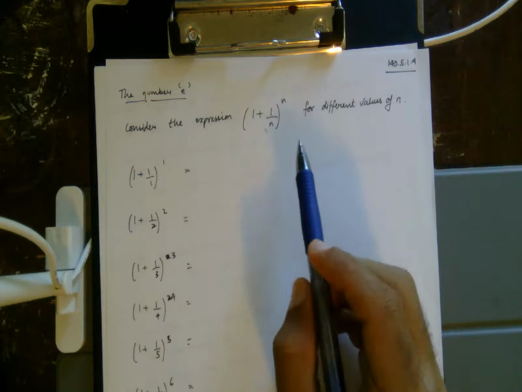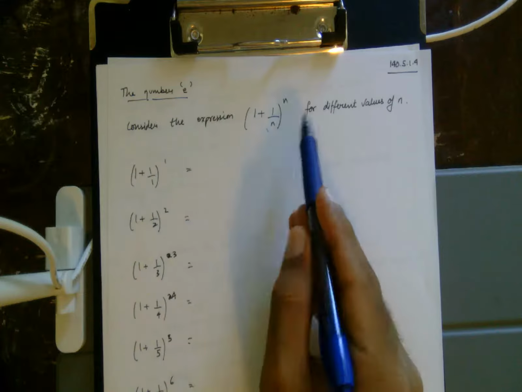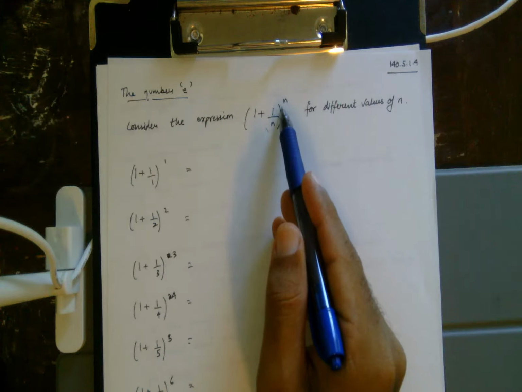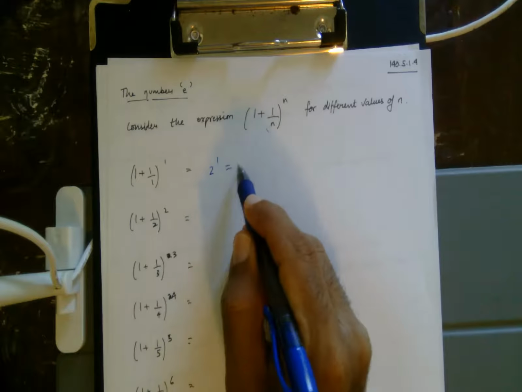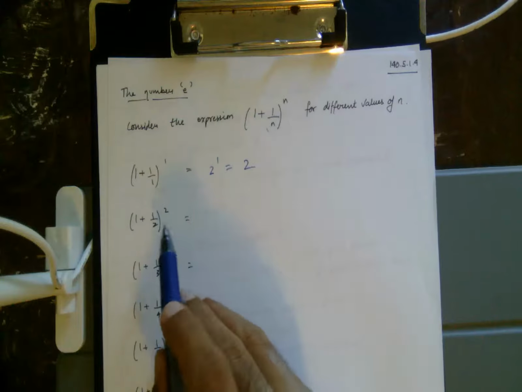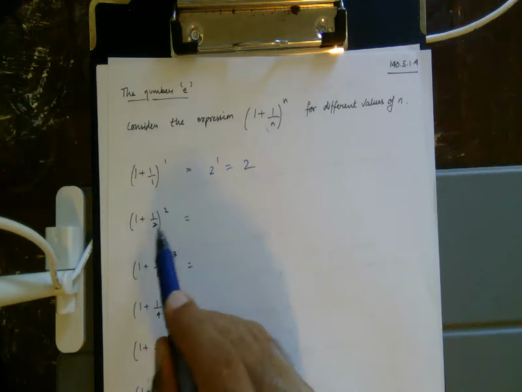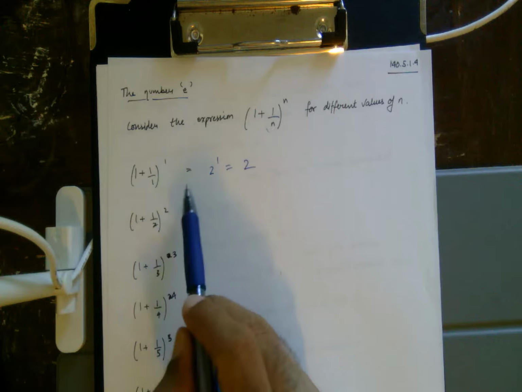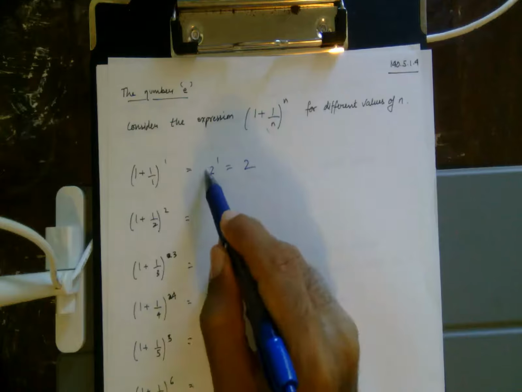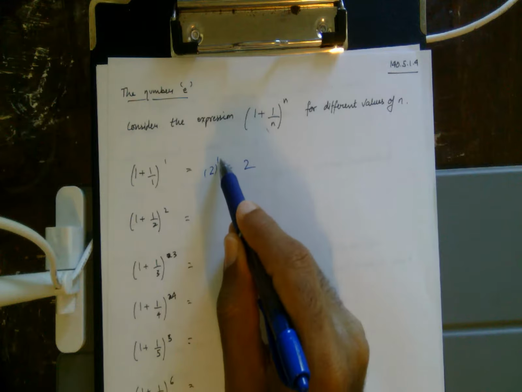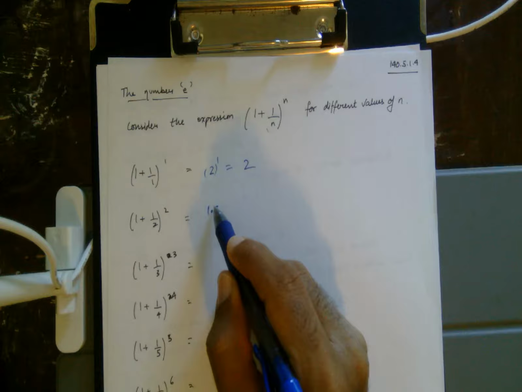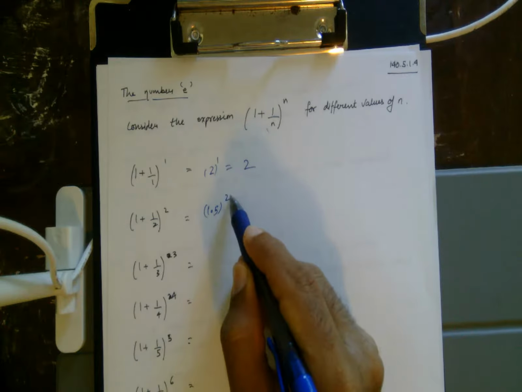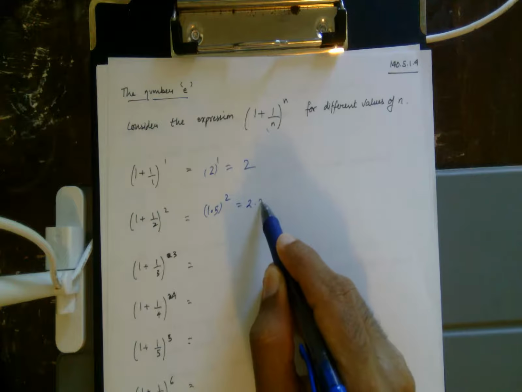So let's try to see what happens. Let's plug in different values. Let's start with the simplest, n equals 1. So 1 plus 1 over 1 is 2 to the power 1, which gives me 2. Then I get 1 plus 1 half. Initially, the thing inside the bracket was 2, and the power was 1. The next, 1 plus 1 half is 1.5. So it becomes smaller, but the power is bigger. And this comes out to 2.25.